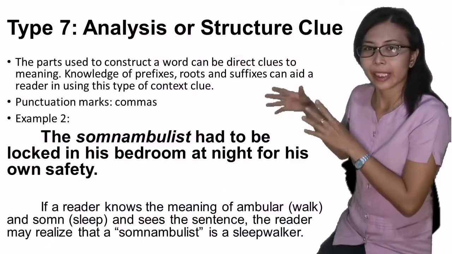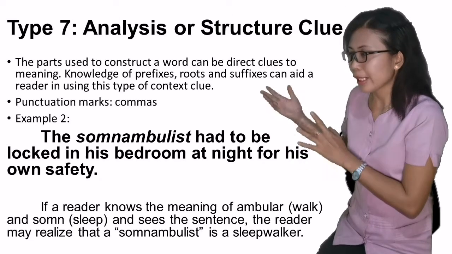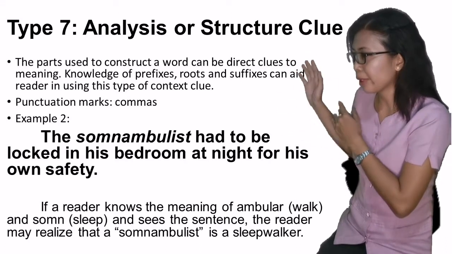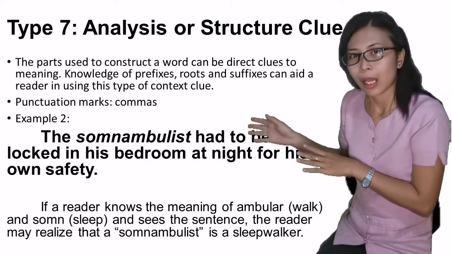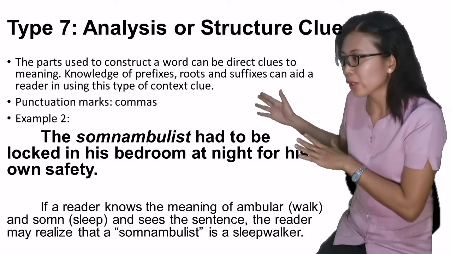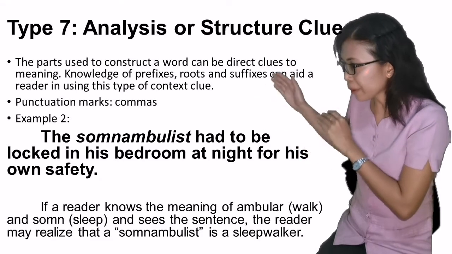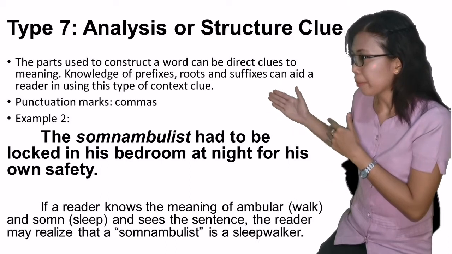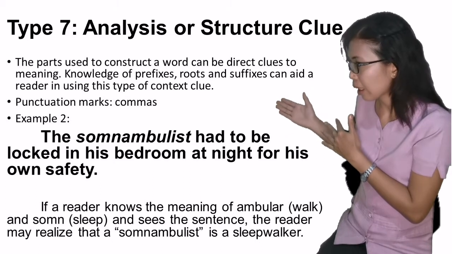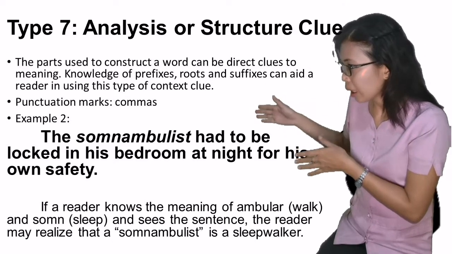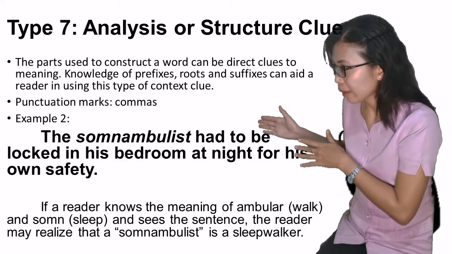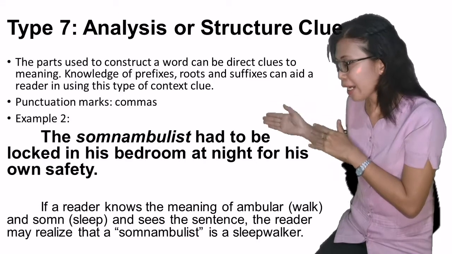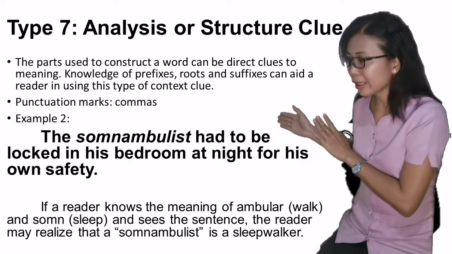Another example for this type of context clue is this sentence. The somnambulist had to be locked in his bedroom at night for his own safety. Now, the unfamiliar word is somnambulist. However, if a reader knows the meaning of ambular, that is actually meaning walk, to walk, and som, which means sleep, and sees the sentence, the reader may realize that somnambulist is a sleepwalker.